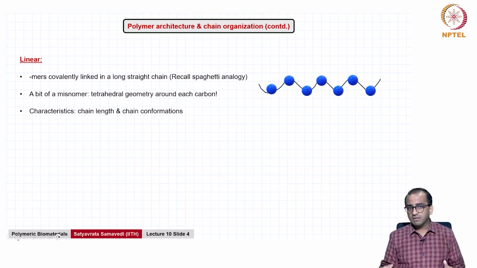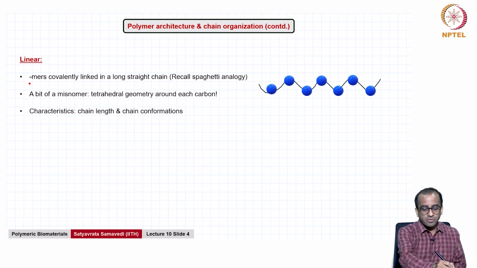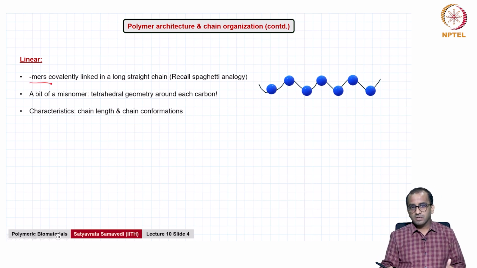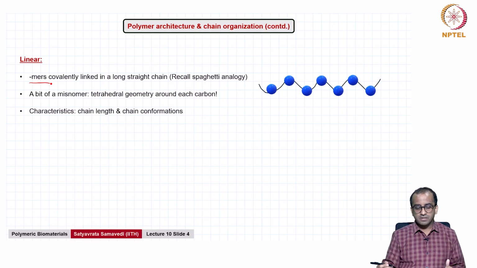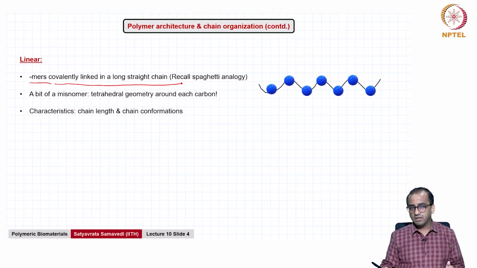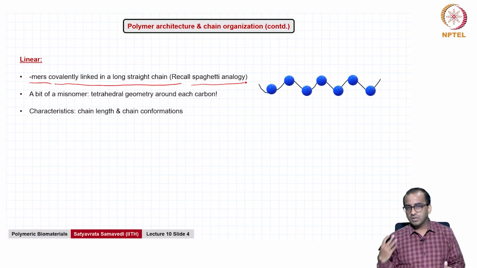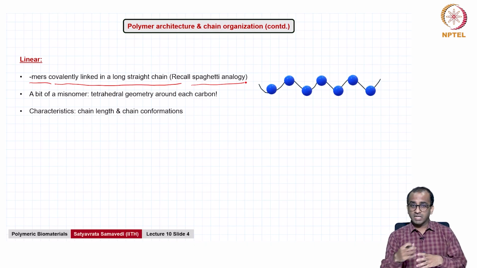So firstly, we will start with understanding the linear architecture itself. So the linear polymer itself is a structure where the mers are covalently linked in a long straight chain. And if you remember the noodle soup analogy or the spaghetti analogy, what you will recall is, you can think of it as a bunch of entangled cooked spaghetti.